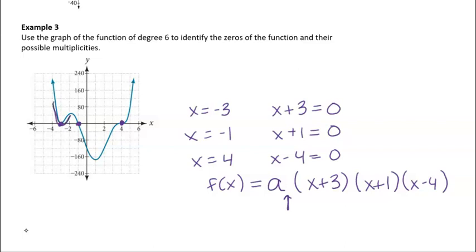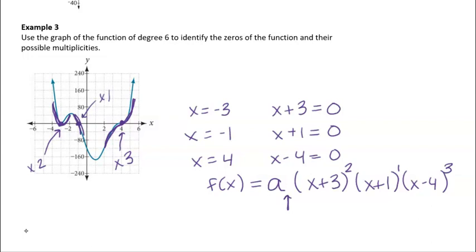Notice at x equals -3, I have a bounce. I bet that this has a multiplicity of 2, so my degree is probably 2. Through x equals -1, it just goes straight through without a wiggle, so I bet this has a multiplicity of just 1, which you don't have to write, but you can. Through x equals 4, notice the shape looks like a cubic function, so I think that this has a multiplicity of 3.